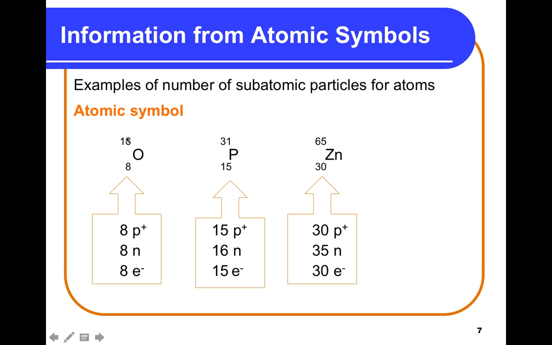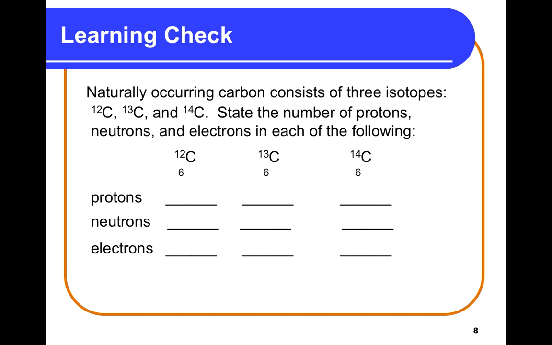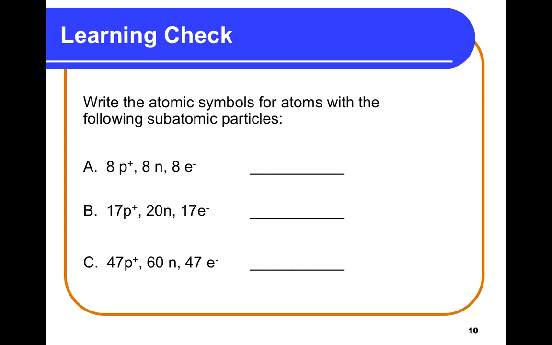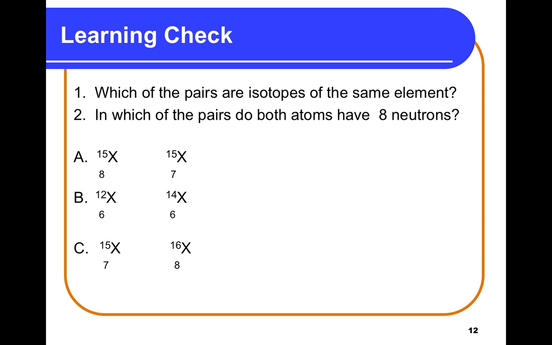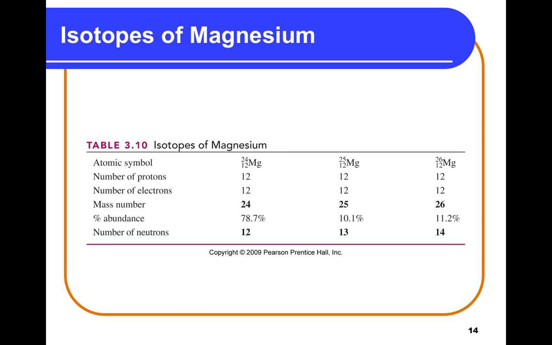So that's what the mass number is important for: you can figure out the number of neutrons from the mass number and the atomic number. That's pretty simple. If given the symbol of an isotope, you can figure out the number of subatomic particles in the isotope, and you can check these yourself. Okay.